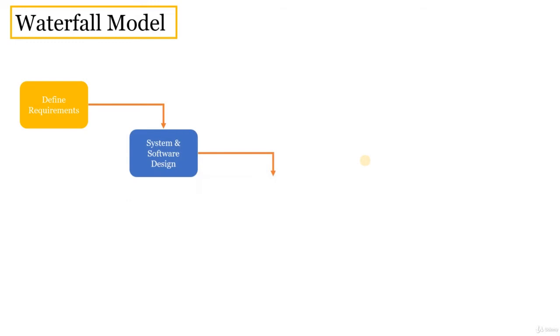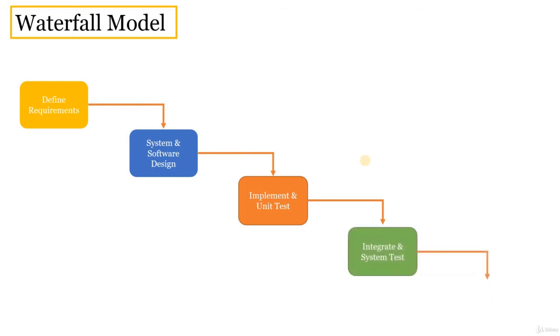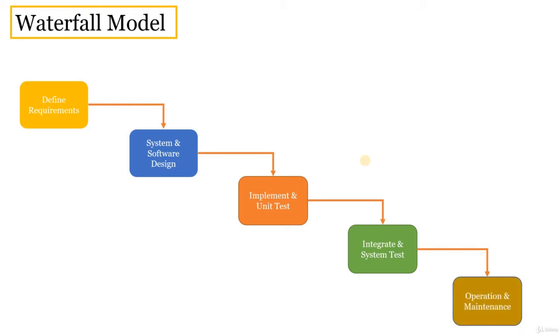First one is the waterfall model. So what is this waterfall model? The phases of the waterfall model are basically defining the requirements, followed by the system and software design. You implement it and unit test it, and after unit testing, you integrate it and system test it, and finally, once it has gone to production, it will be in operation and maintenance.